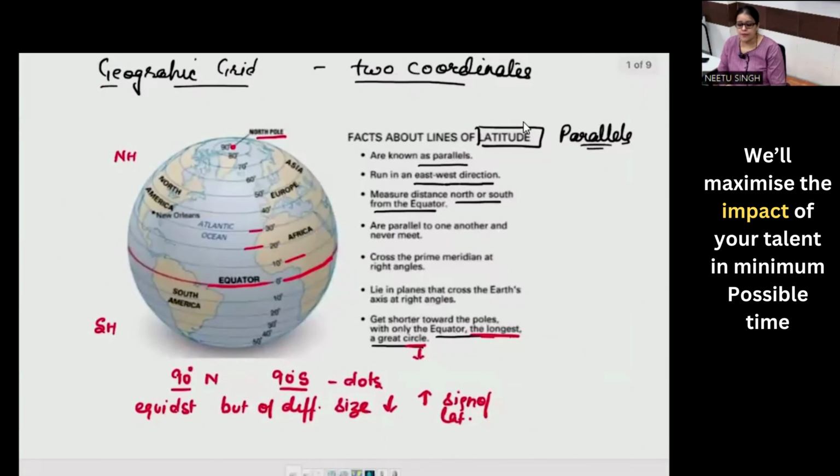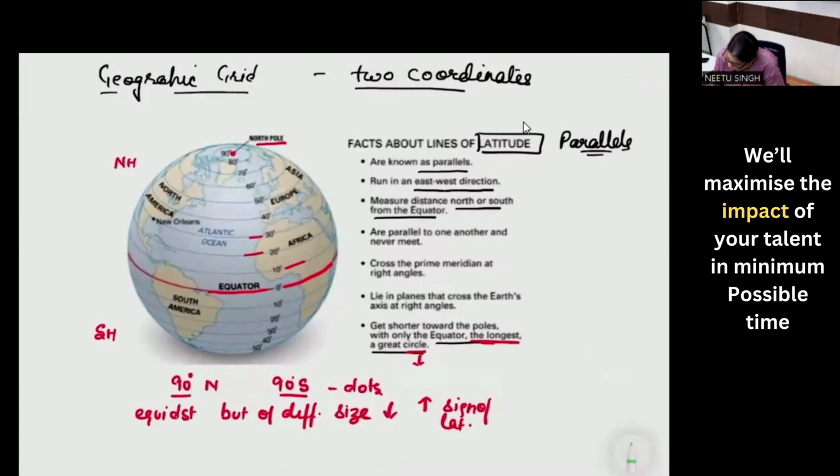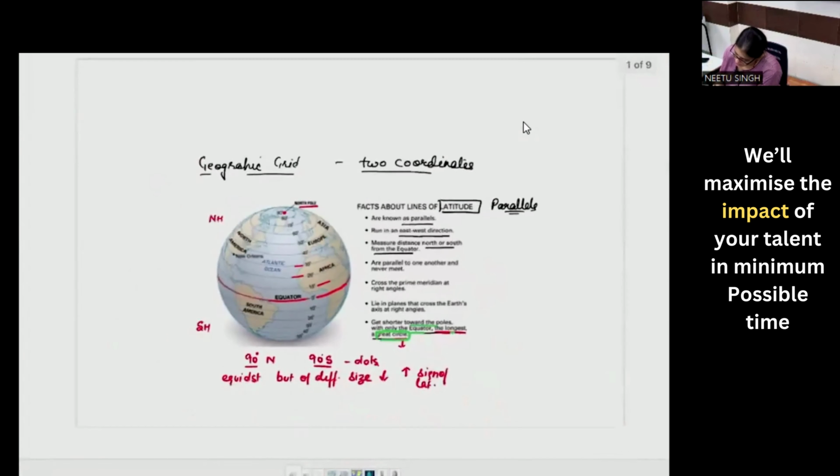Parallels never meet each other. It gets shorter towards pole. We have seen it, with equator being the longest and the great circle. आपको great circle का definition भी बता। And now I get on to the another constituent of the geographical grid. It is called longitude, meridians. So let us go on there.